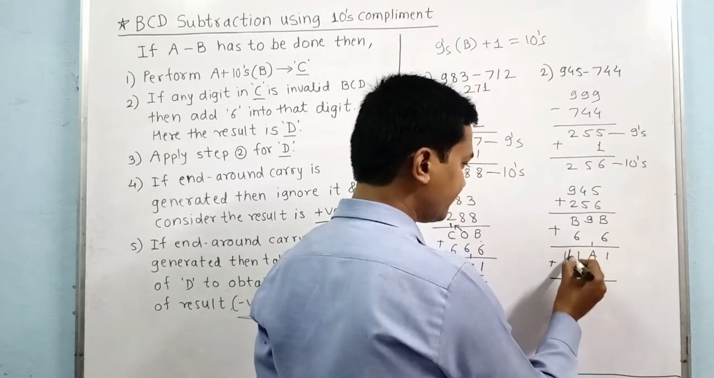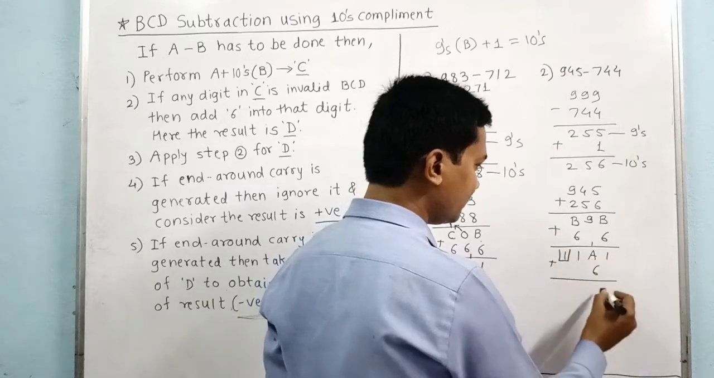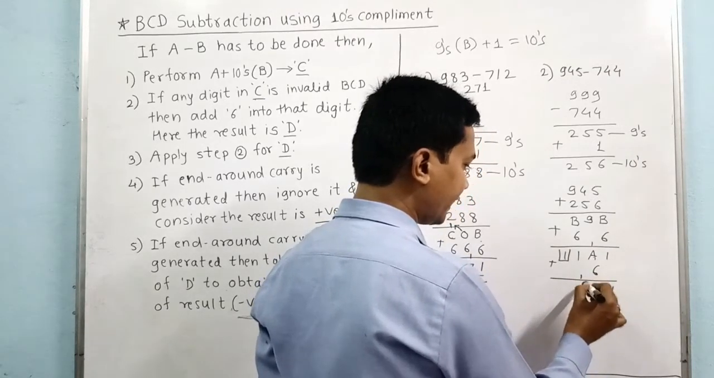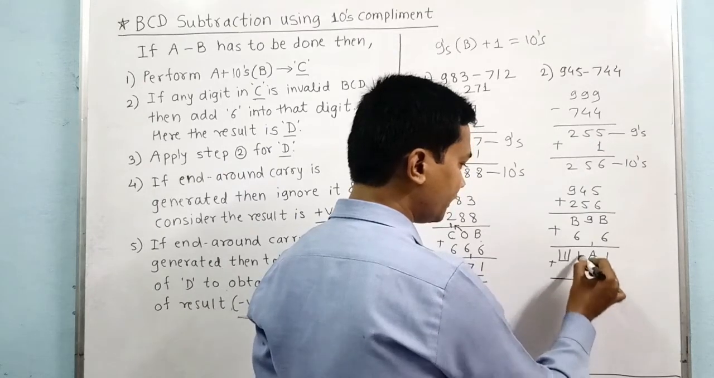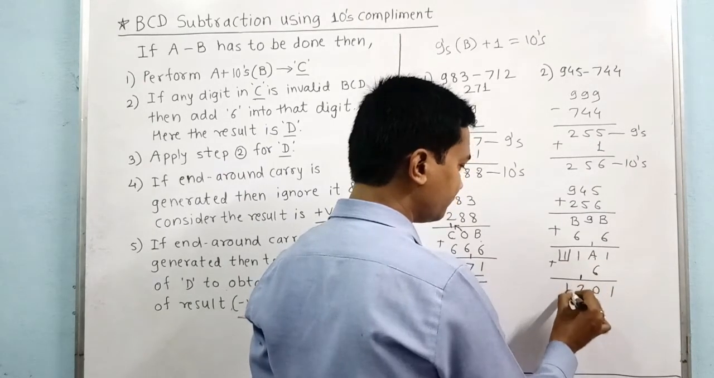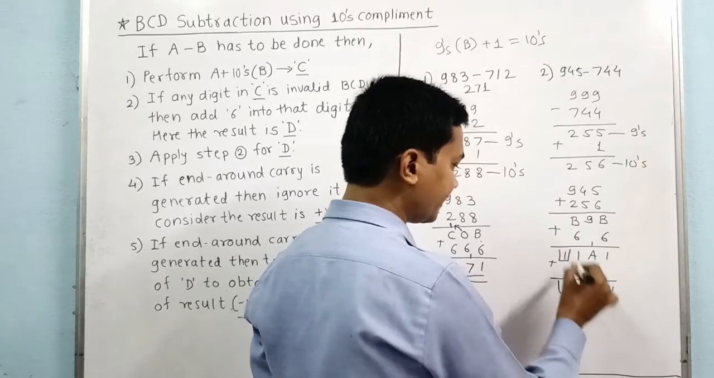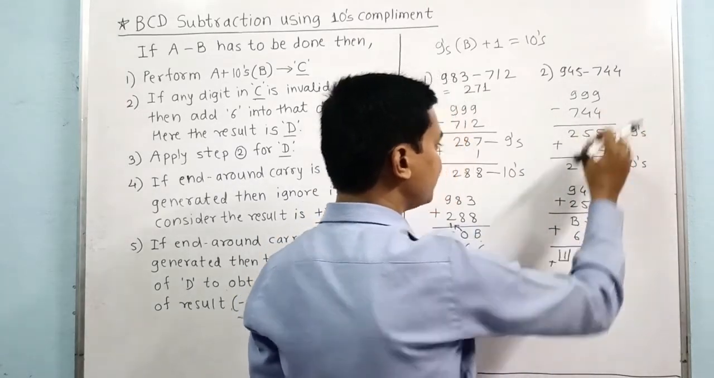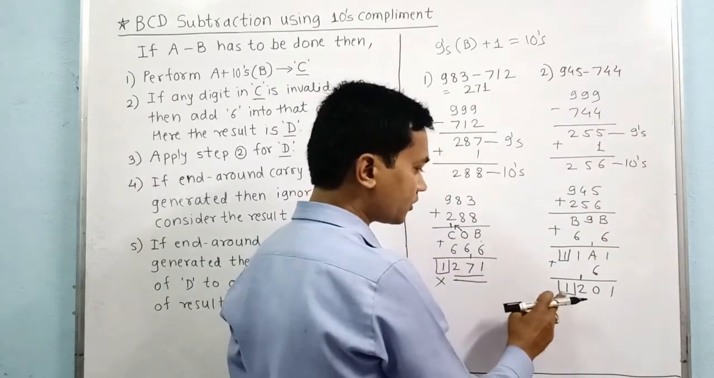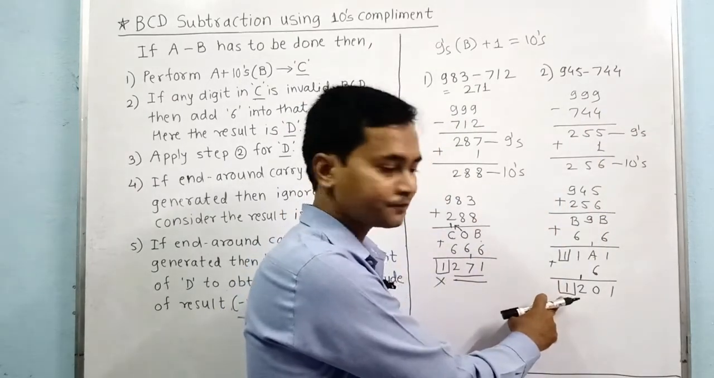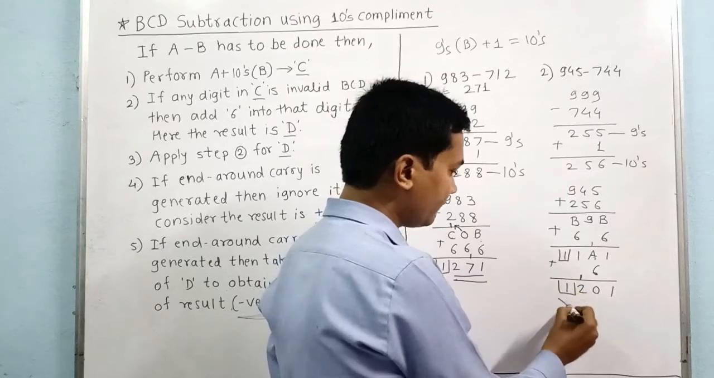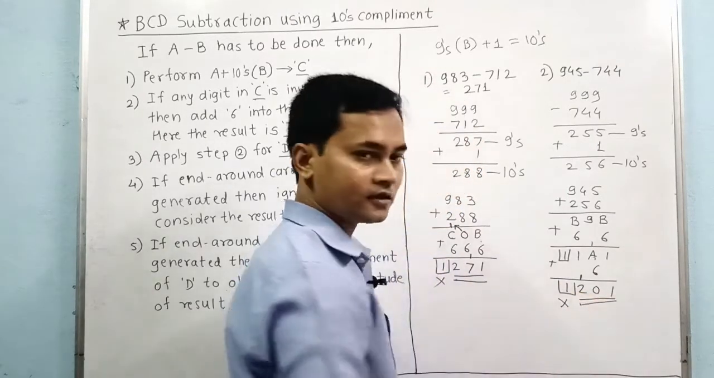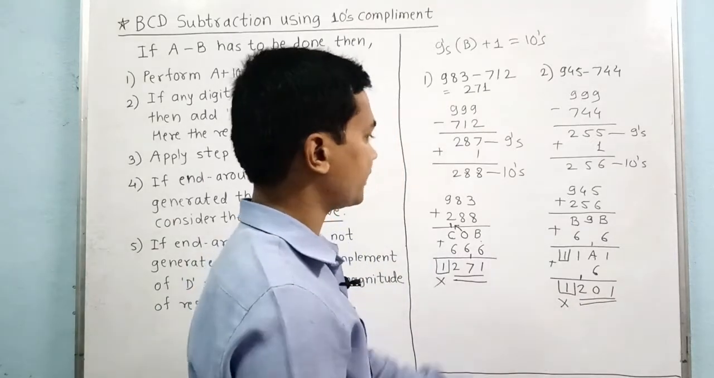Actually, this end around carry is generated already. So 10 plus 6 is 16. 16 means 1 0. Carry 1, summation is 0. 1 plus 1 is 2 and carry is 1. So here the end around carry is generated because our subtrahend and minuend are 3 digits. So the fourth digit is what? End around carry. So this carry should be ignored and whatever digits you are getting here, that is the actual result. Just cross check it.